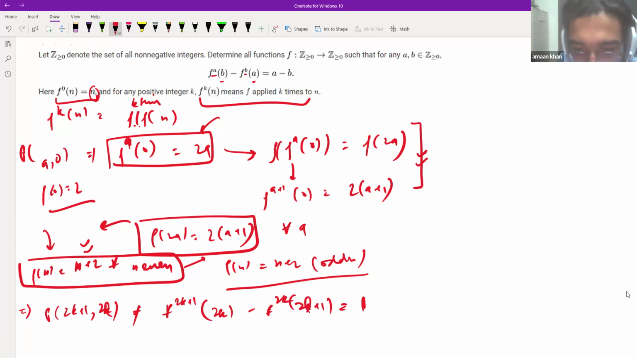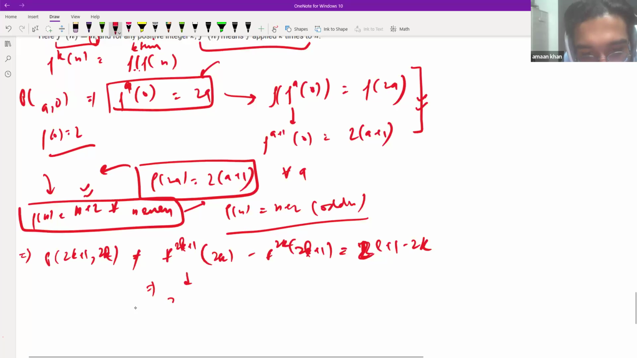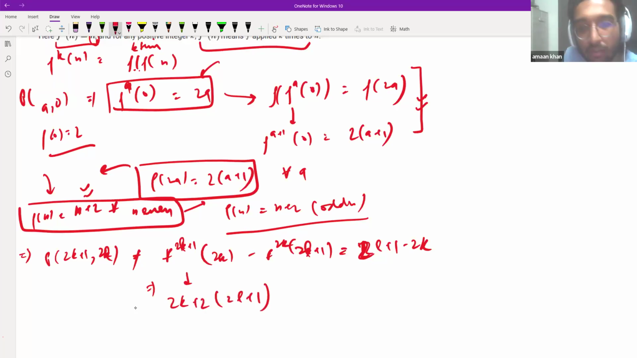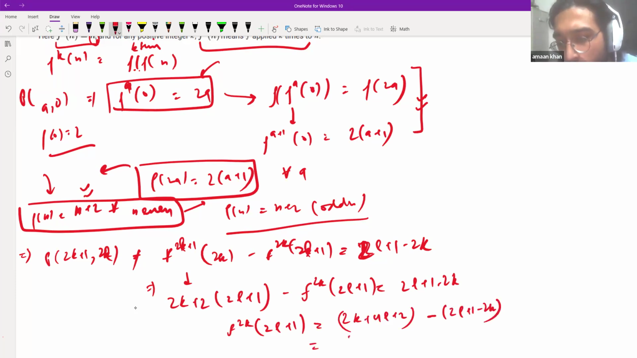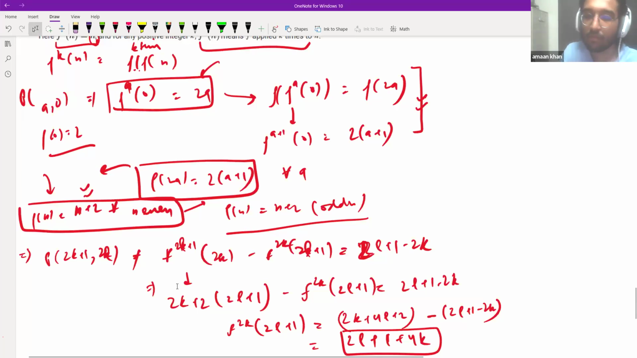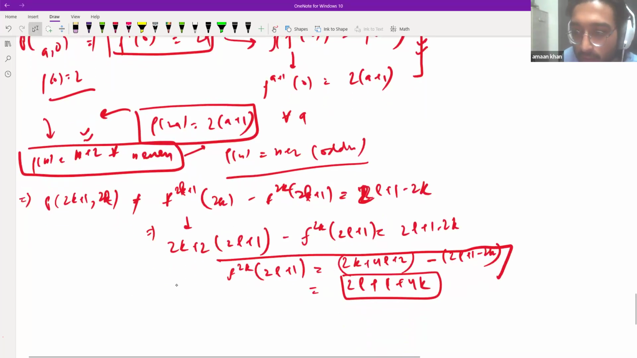Okay, wait, let's just make it general. So you have 2l plus 1 minus 2k. And this is 2k plus 2 times 2l plus 1 minus f2k of 2l plus 1, 2l plus 1 minus 2k, and this gives f2k of 2l plus 1 equals 2k plus 4l plus 2 minus 2l plus 1 minus 2k, which gives 2l plus 1 plus 4k. Did everyone get this algebra I did here?